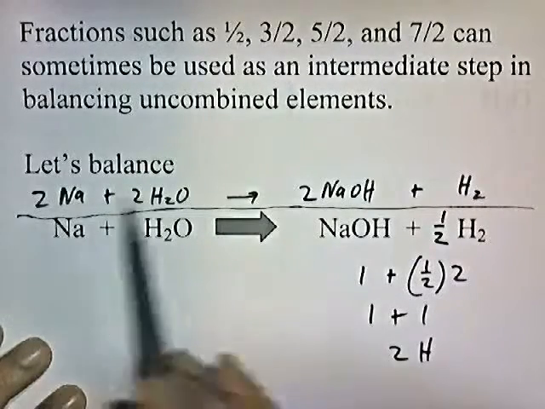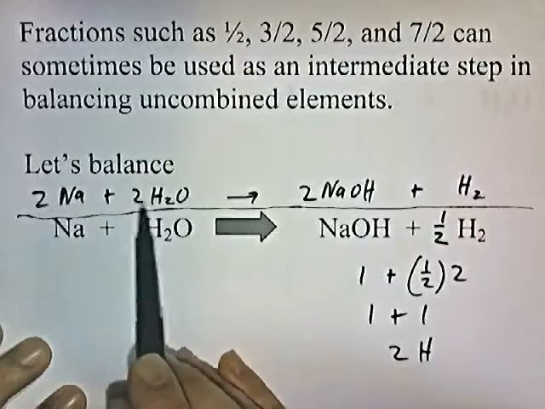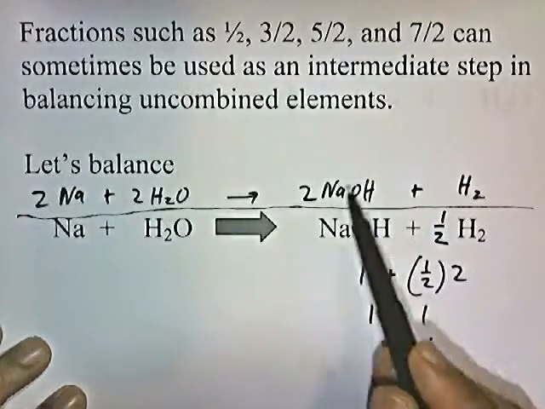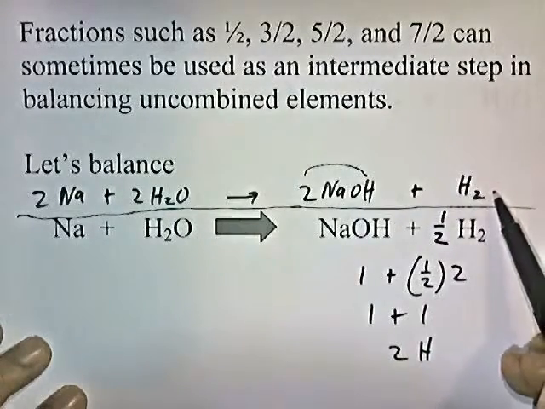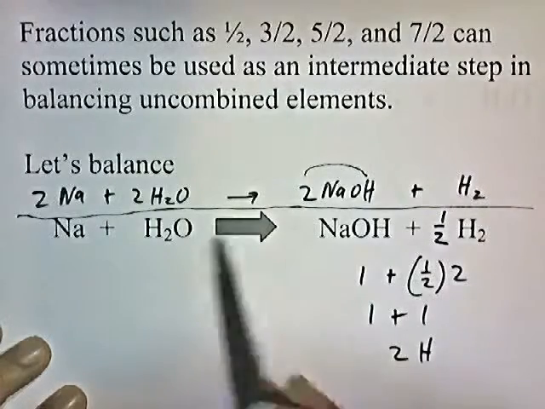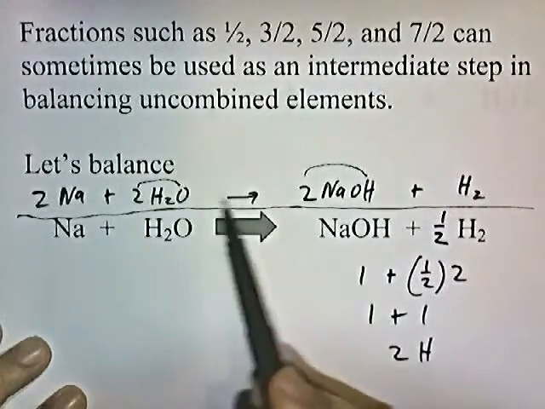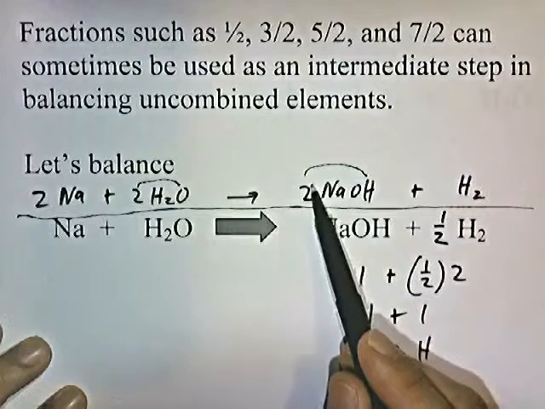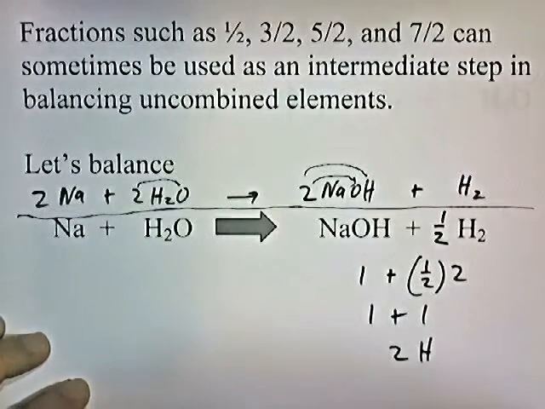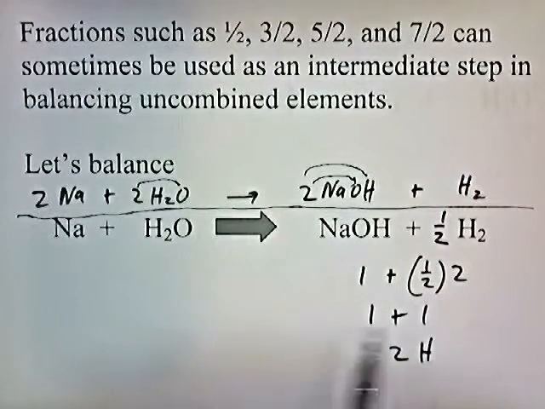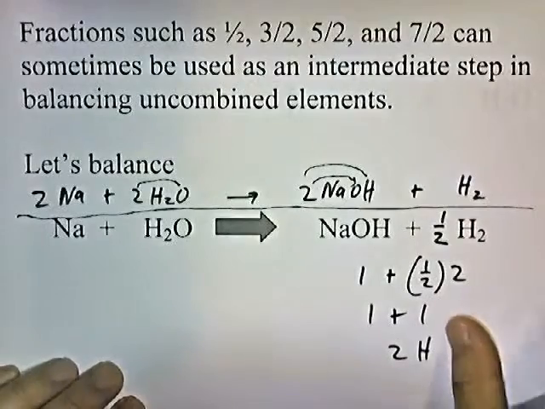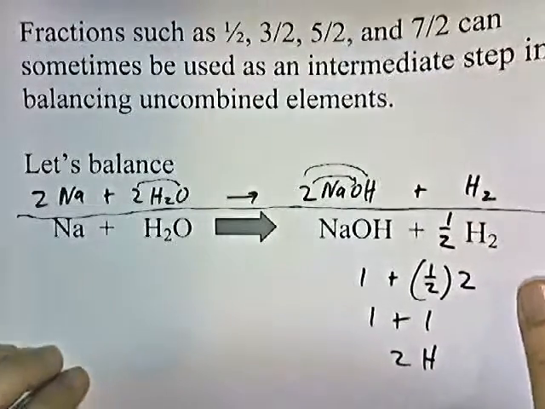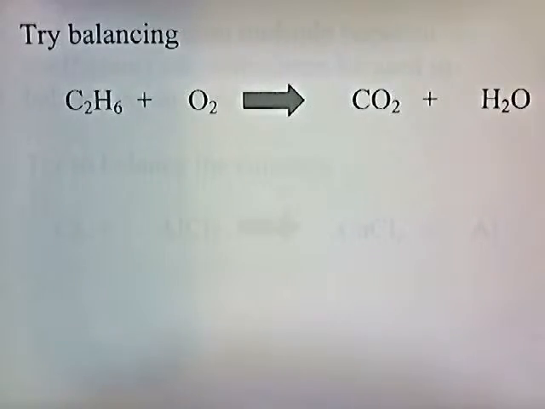2 sodiums, 4 hydrogens, 2 times 2 is 4, and then 2 plus 2 gives me 4 hydrogens on this side, 2 oxygens, and then 2 oxygens here, so the oxygens are balanced. So each side now has 2 sodiums, 4 hydrogens, and 2 oxygens. Let's try balancing this one.